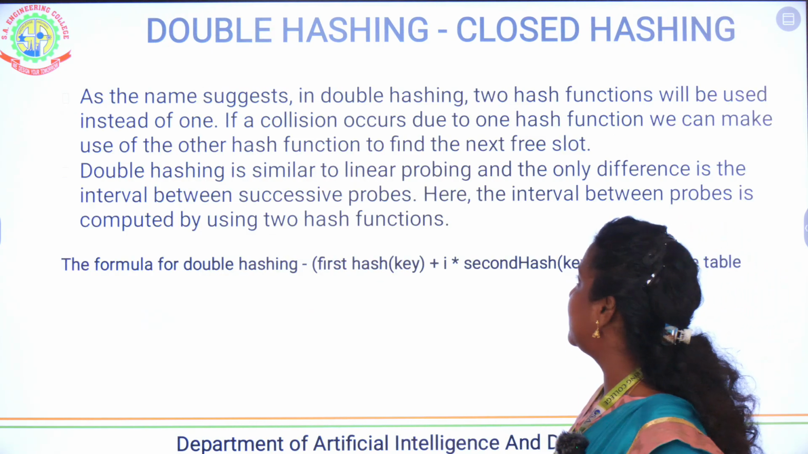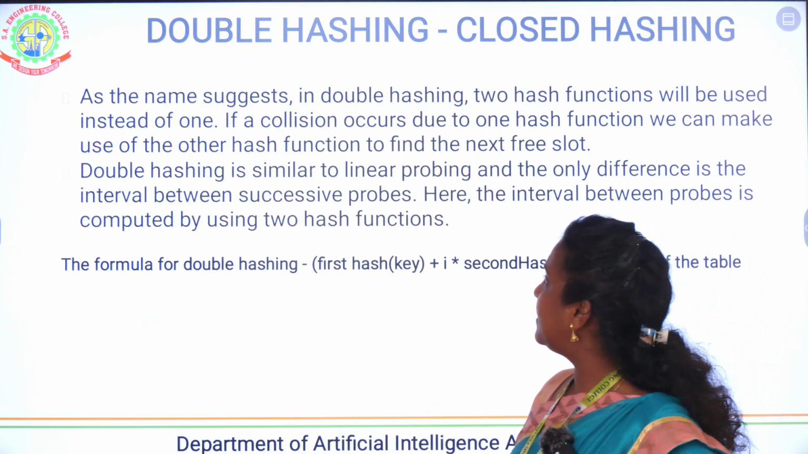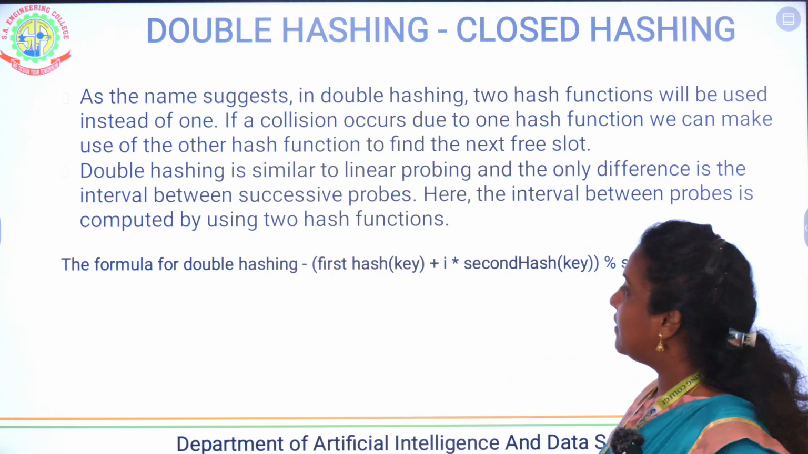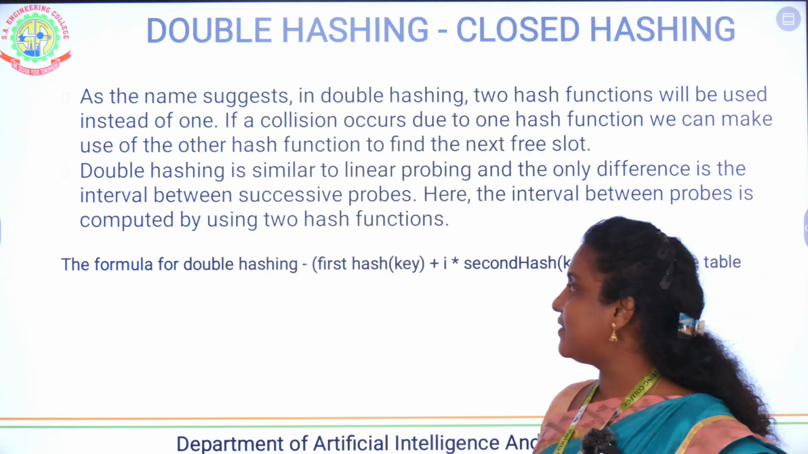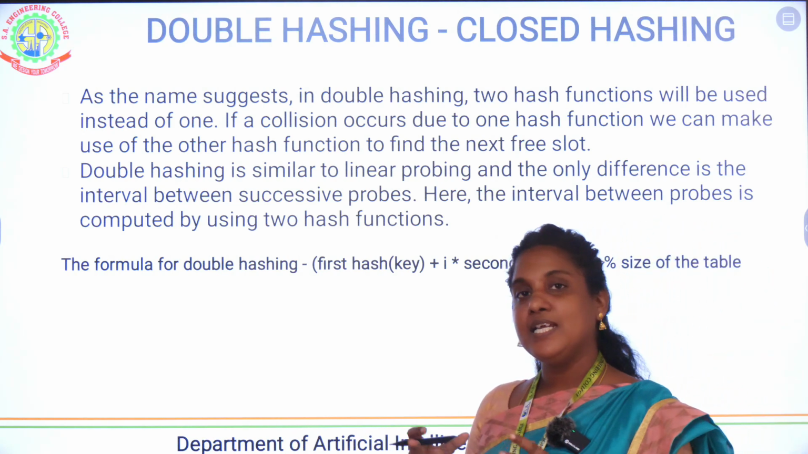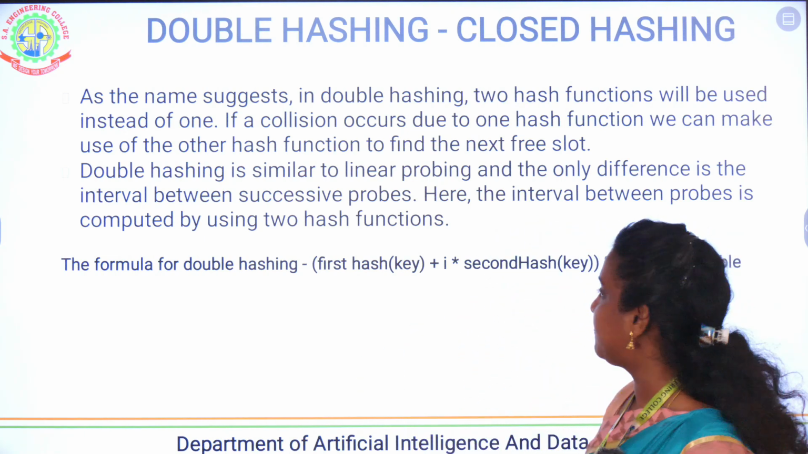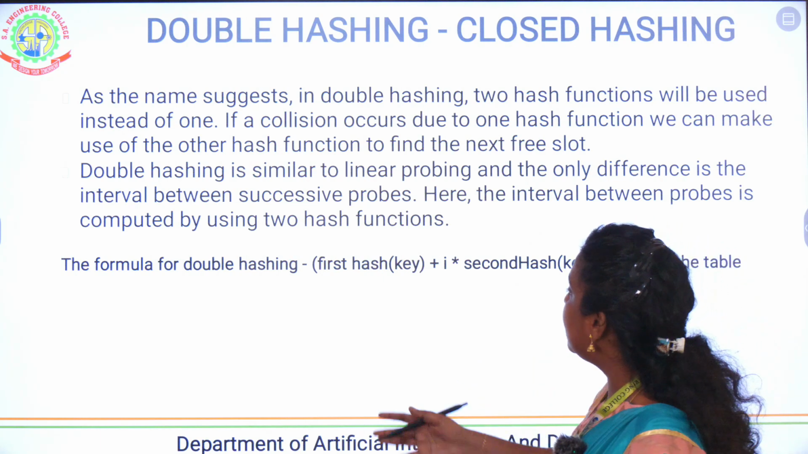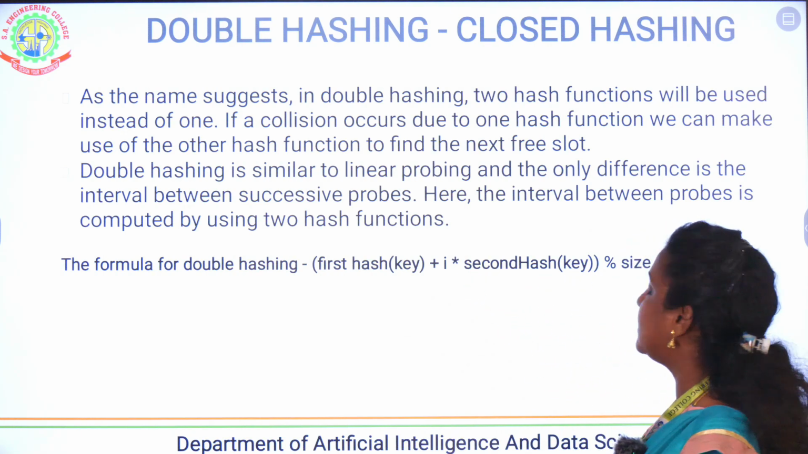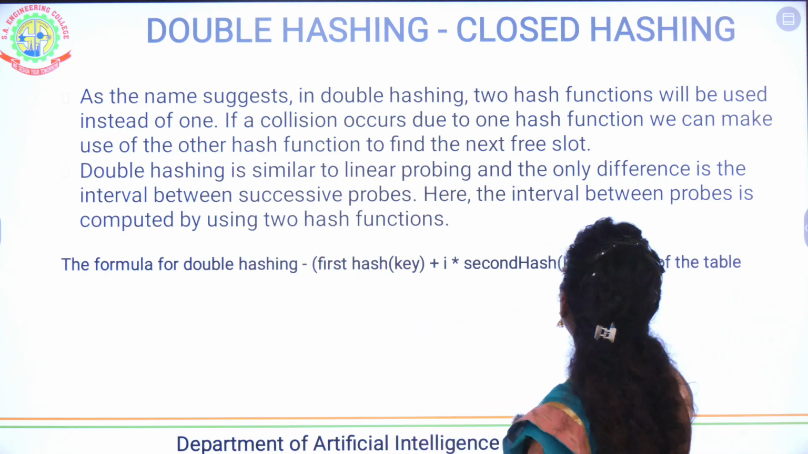Next is double hashing. This also comes under closed hashing. Here, as the name suggests, double hashing means it is using 2 functions. One is the primary function, another one is the secondary function. The primary function helps you to compute the unique index value. When a collision occurs, it will get help from the secondary hash function. So here the formula is first hash key plus i into second hash key mod table size. We will use this formula only when a collision occurs.